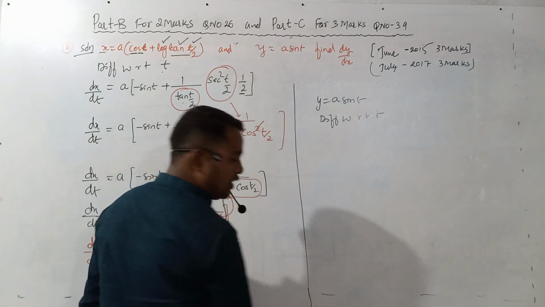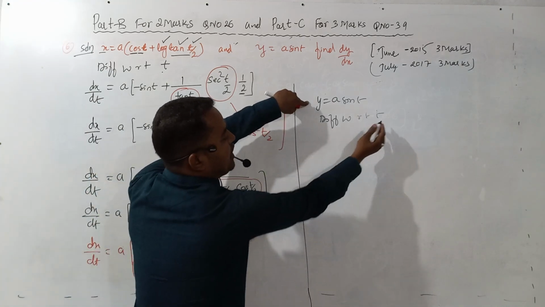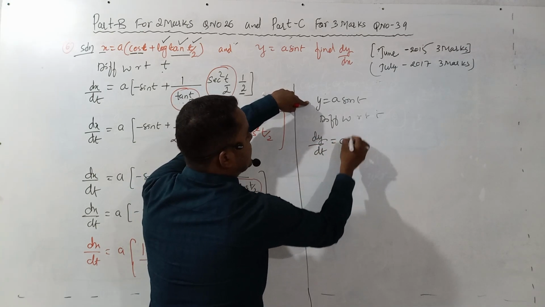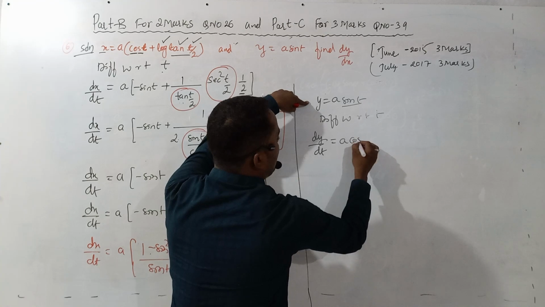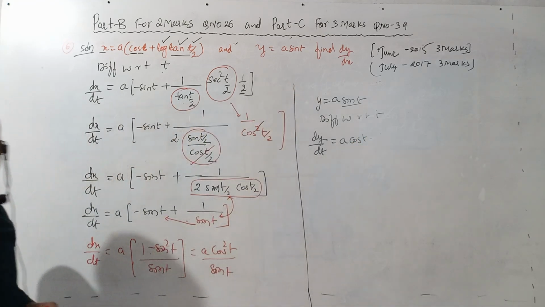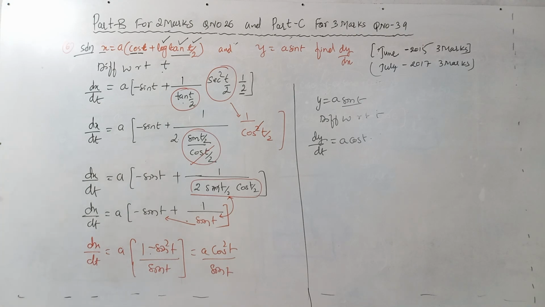Differentiate with respect to t. Derivative of y with respect to t means what? dy by dt is the derivative of a sin t, which is a cos t. Derivative of t is what? 1, that we are not writing. Yes. Getting or not?